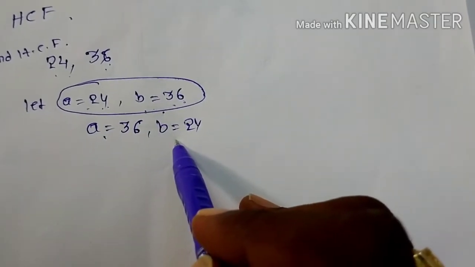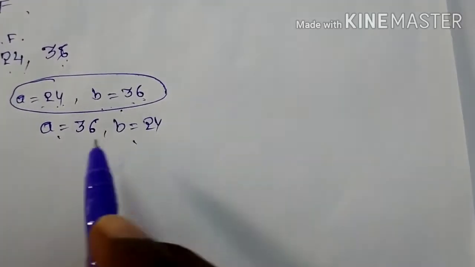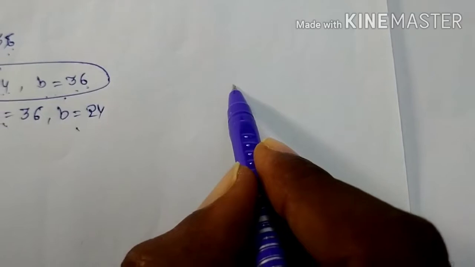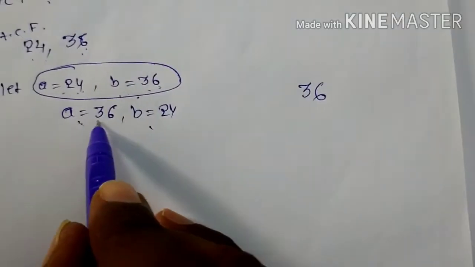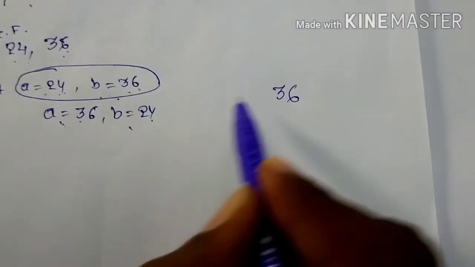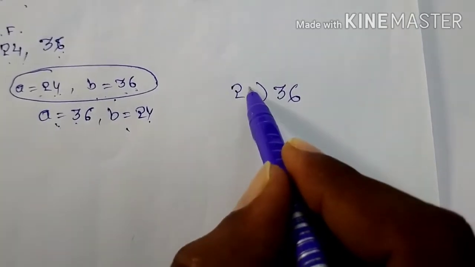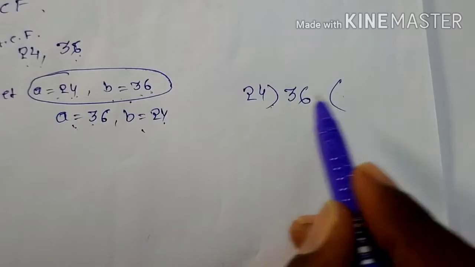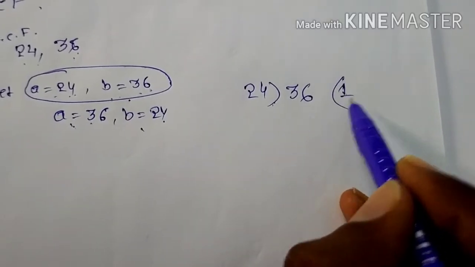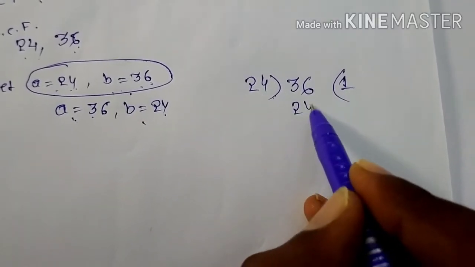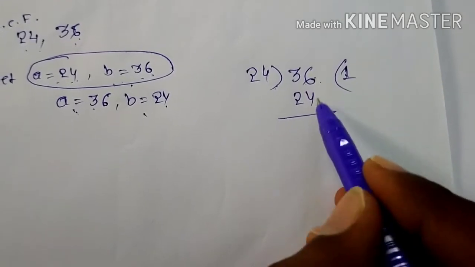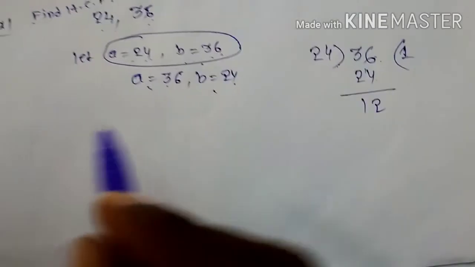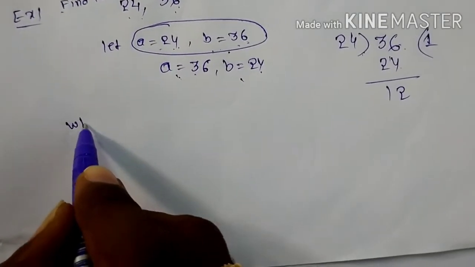Now you can apply the division lemma. How can you apply it? I explained already, a is the dividend, so you write here 36. Next, b is the divisor, so you take 24. You know that division method: 24 ones are 24, 24 twos are 48. That means you can take only one time. 24 ones are 24. Now how much is the remainder? 6 minus 4 is 2, 3 minus 2 is 1. So the remainder is 12.